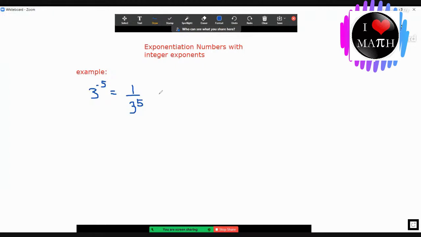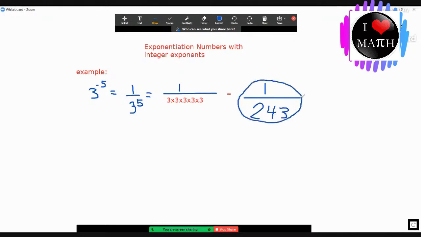All right. And 3 to the power of 5 is 1 over 3 times 3 times 3 times 3 times 3, 5 times. And that is equal to 1 over what is 3 times 3 times 3 times 3 times 3, 5 times, and that is equal to 243. Yeah. That is the simplest form of 3 to the negative 5, converting an exponential number into integer or fraction form.